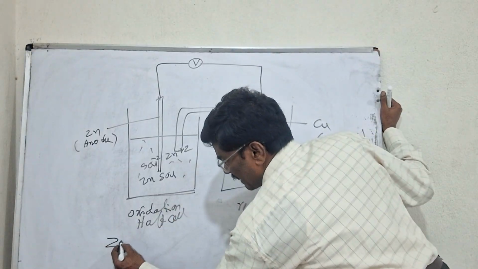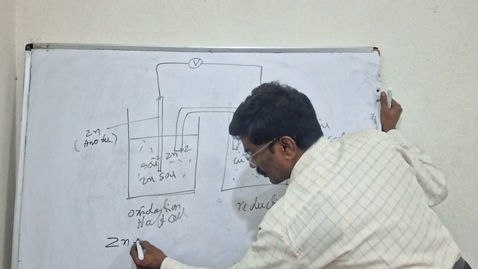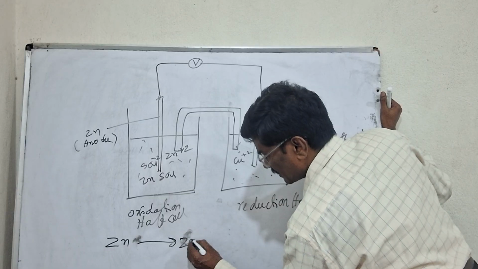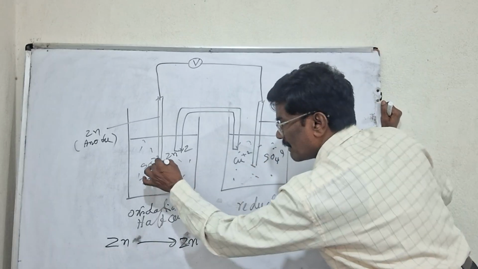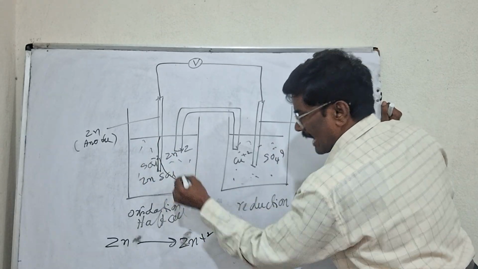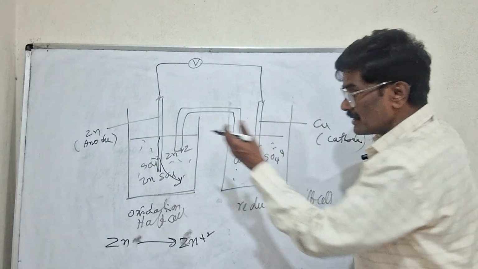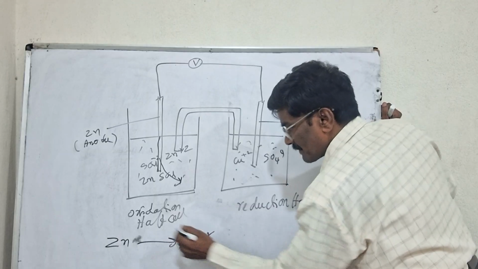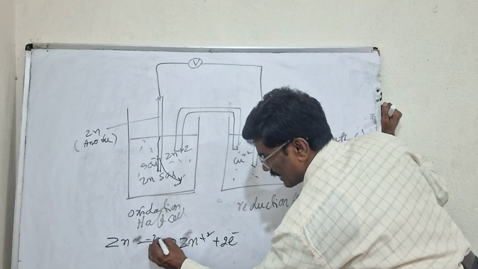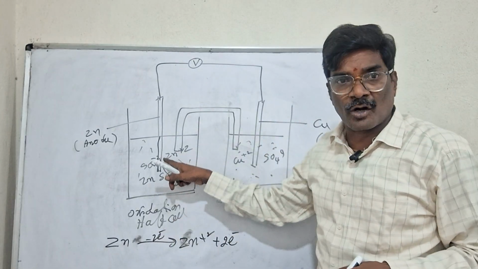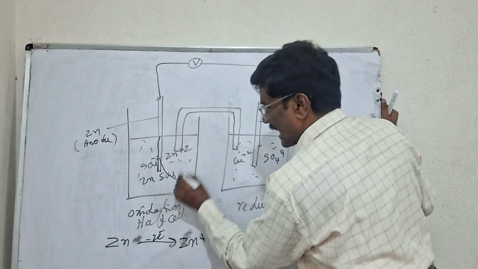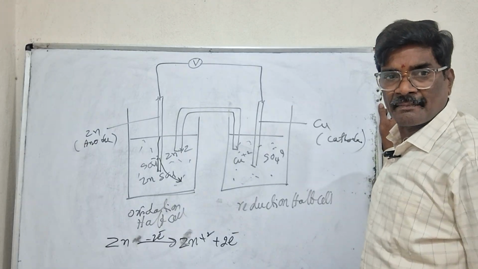For example, Zn metal is there. It loses 2 electrons and gives Zn plus 2 ions. It gives out Zn plus 2 ions into the solution, meaning from the rod, Zn plus 2 ions are dissolved in the solution. It means zinc ions are produced from the rod, and 2 electrons also are produced. Each atom in the zinc rod loses 2 electrons, leaving Zn plus 2 ions in the solution. Everybody should understand this.